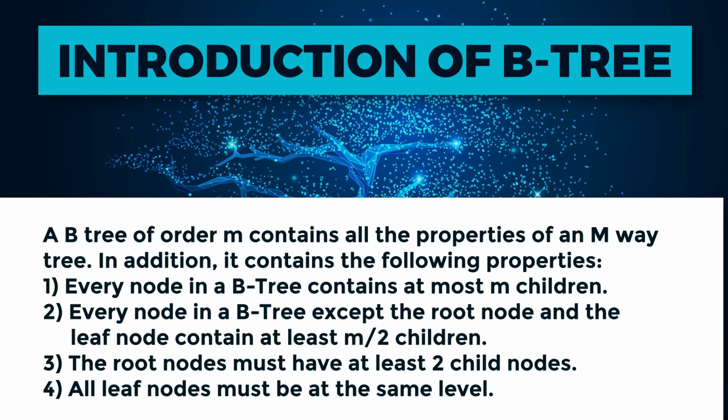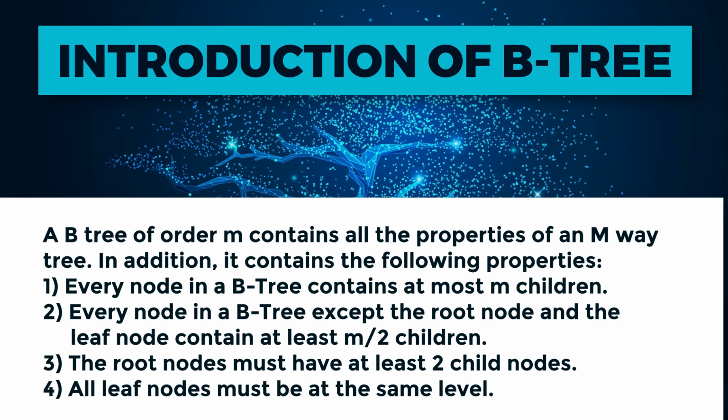Each node in a B tree contains at most m children. If any node generates more than m children, which is given in the question, then it is not a B tree. So the maximum number of children is m. You can't insert children in a single node more than m.